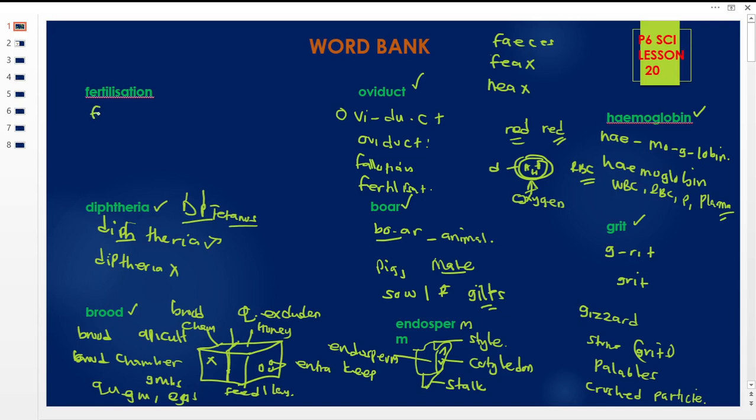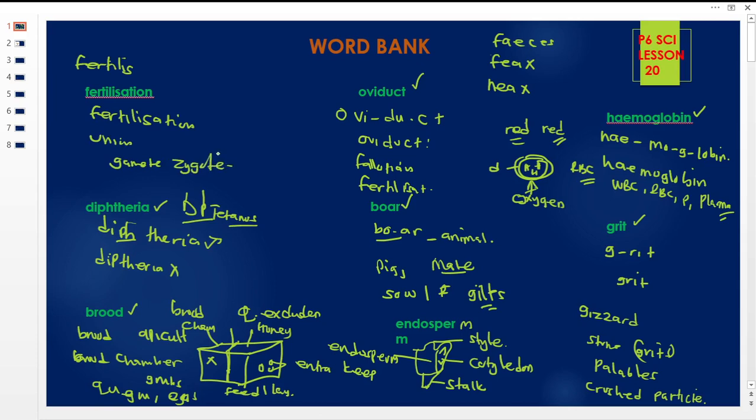Lastly, we are having the word fertilization, whereby some people call this one fertile. It is not fertile, it is fertilization. So this is the union of a male and a female gamete to form a zygote, as we discussed in the previous lesson.